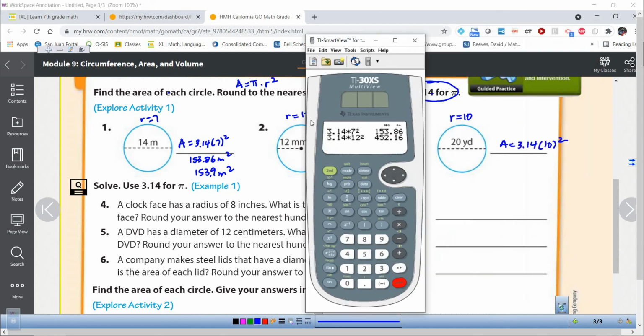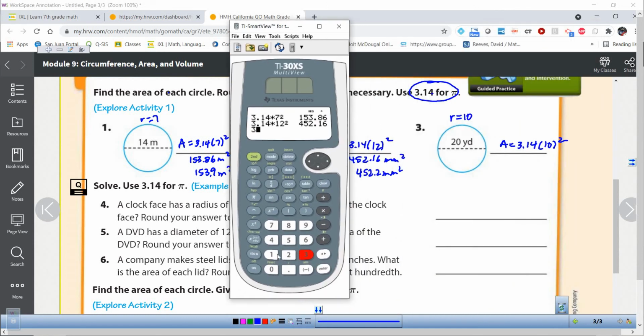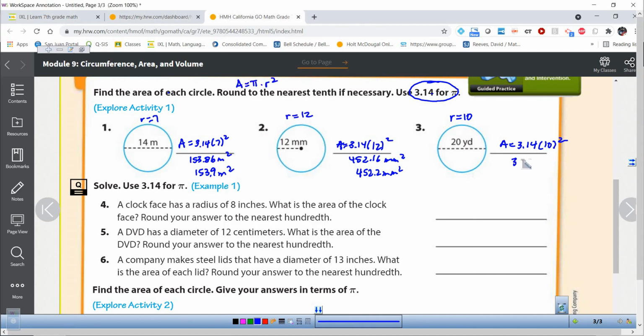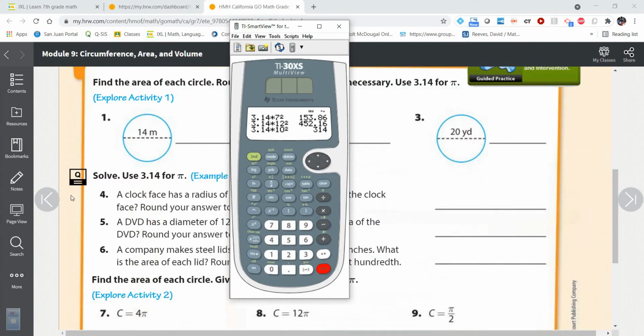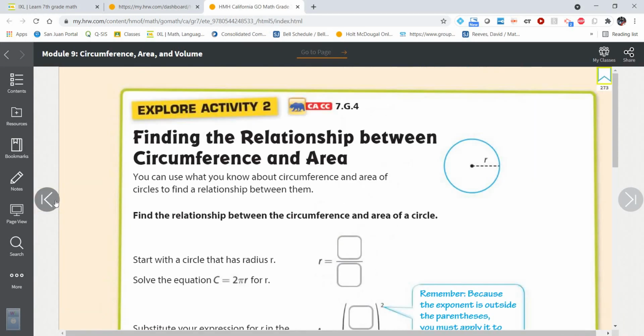And finally, this last example, and then we're going to be done. It's going to be 3.14 times 10 squared. And when we do that, we get, hey, that was the example we did before, huh? Imagine that, the same answer. That one comes out exact, 314 square yards. So that's just a quick video introducing you to finding the area of a circle.